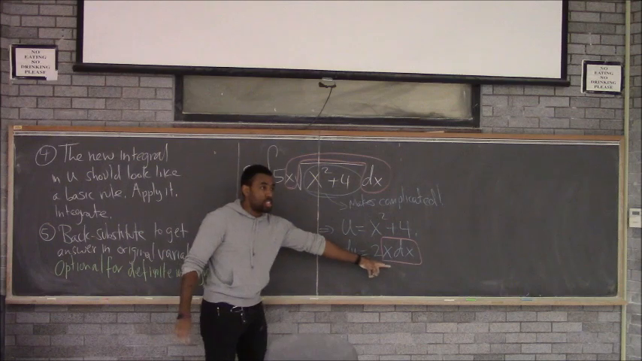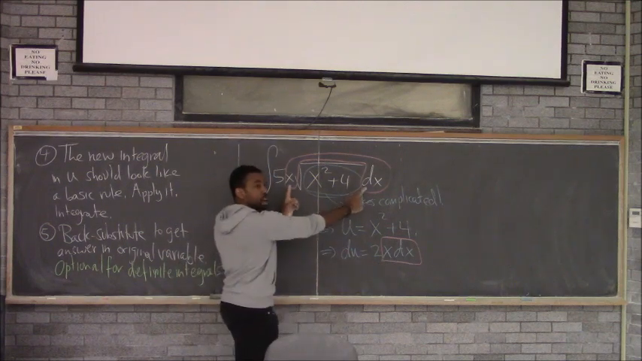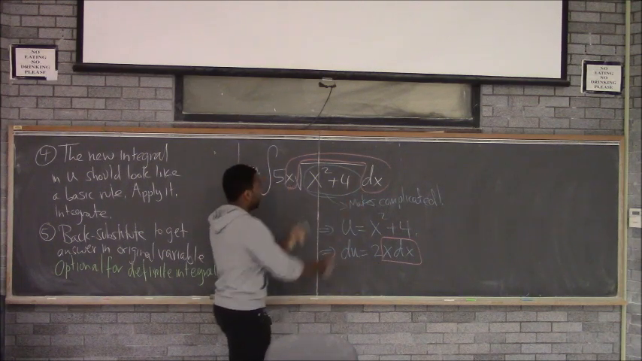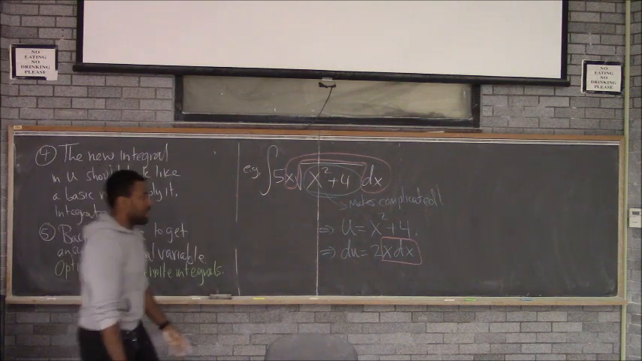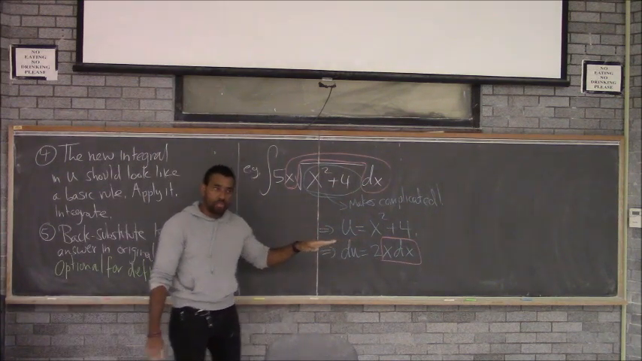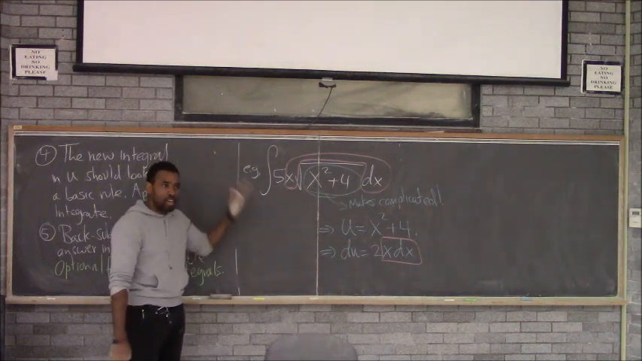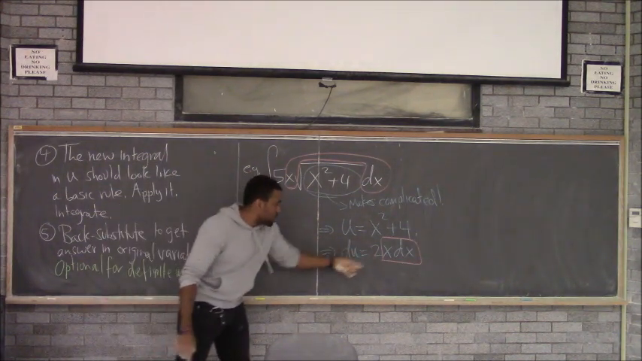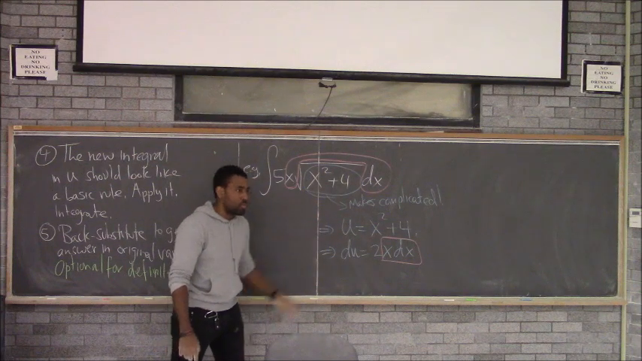The derivative I just found, I see it's a factor somewhere else in my integrand. Right? Now, again, this says 2, that says 5. I don't care about the fact that it's a constant. I can factor that 5 out. In fact, I can divide both sides by 2 here and factor the 2 off.